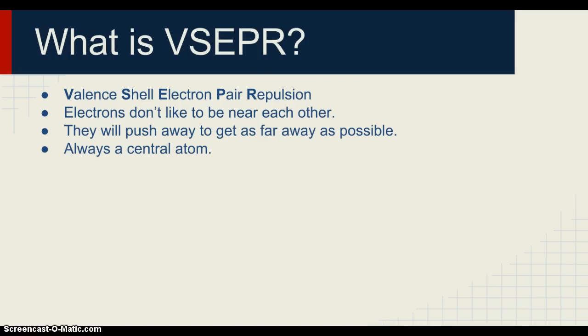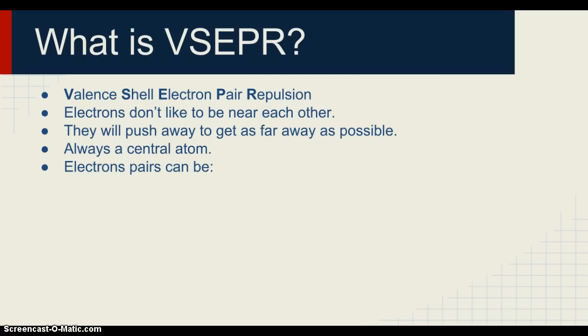VSEPR is always set up with what's happening around one atom. So there's always an atom in the middle. And if we've got something that has a bunch of atoms connected together, well, each time there's one of those that we can view as being in the middle.